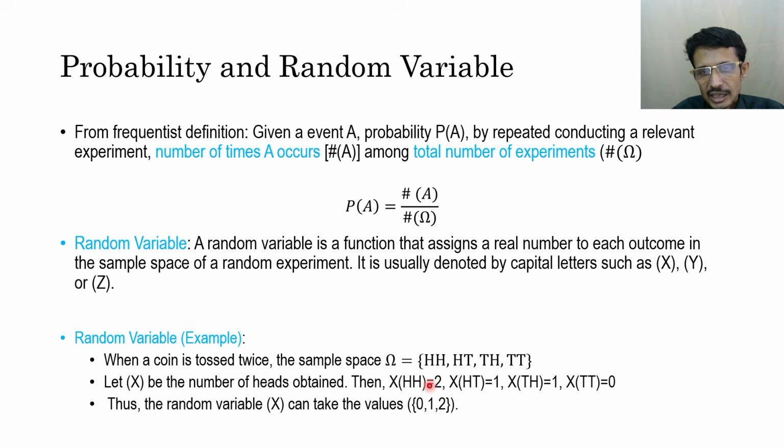If X is the number of heads obtained, then this is a random variable. So X of HH is 2, X of HT is 1, X of TH is also 1, and X of TT is 0. So the random variable X can take the values 0, 1, 2. One thing you have to understand: a random variable itself is not a probability. It can take any values. But a probability is generally associated with this, and takes a value between 0 and 1. That will come in the next part.